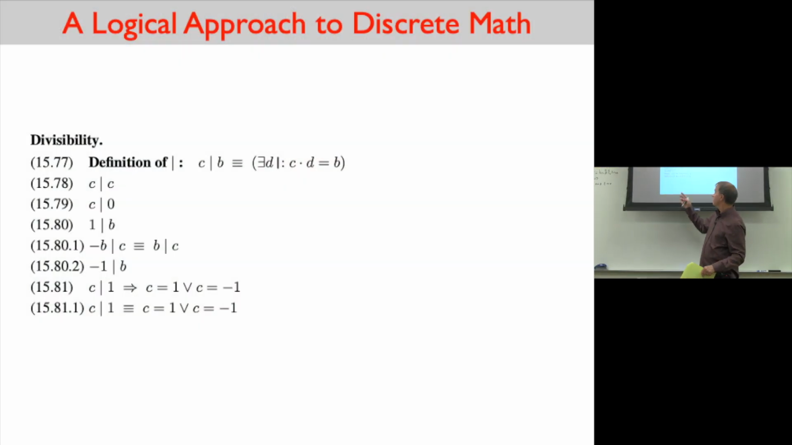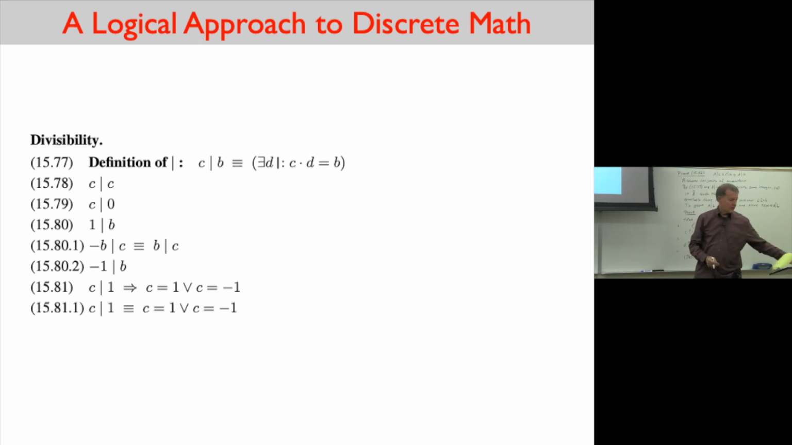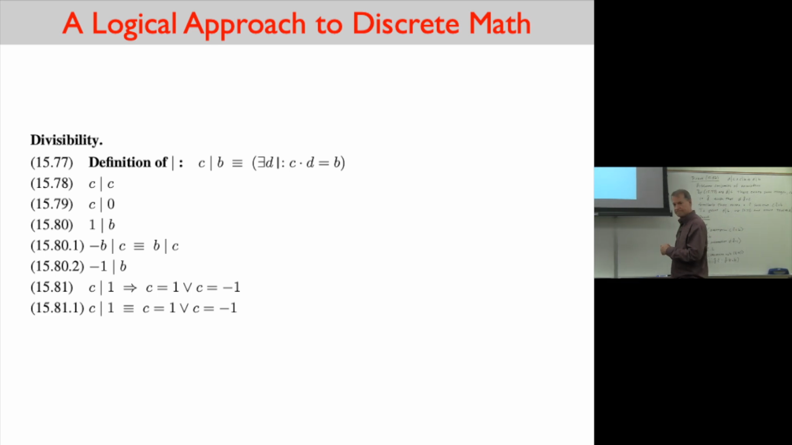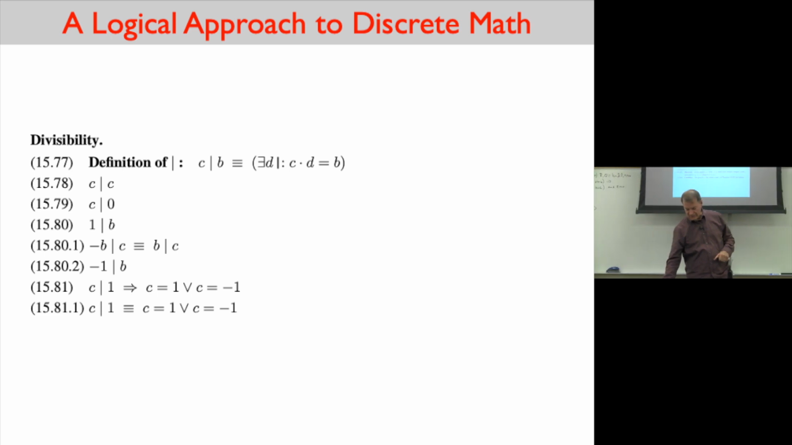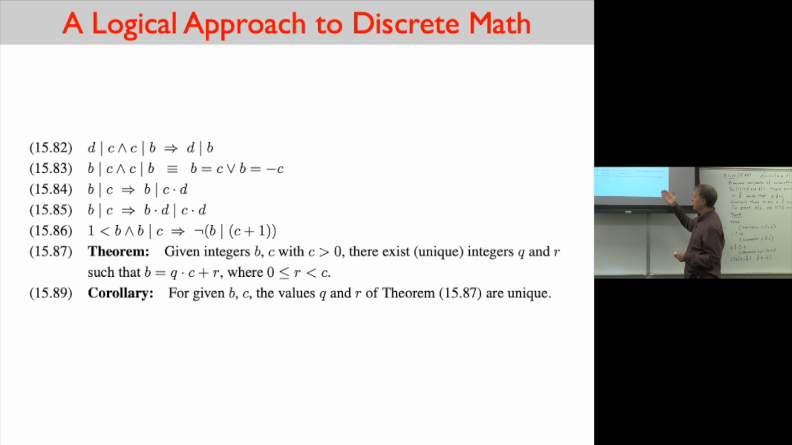15.79 is a homework problem, okay? So you can look forward to that. All right, any questions about this? Are we good? Okay, now the next topic that we want to look at is, let's read through a few of these theorems. We just proved 15.82, transitivity.